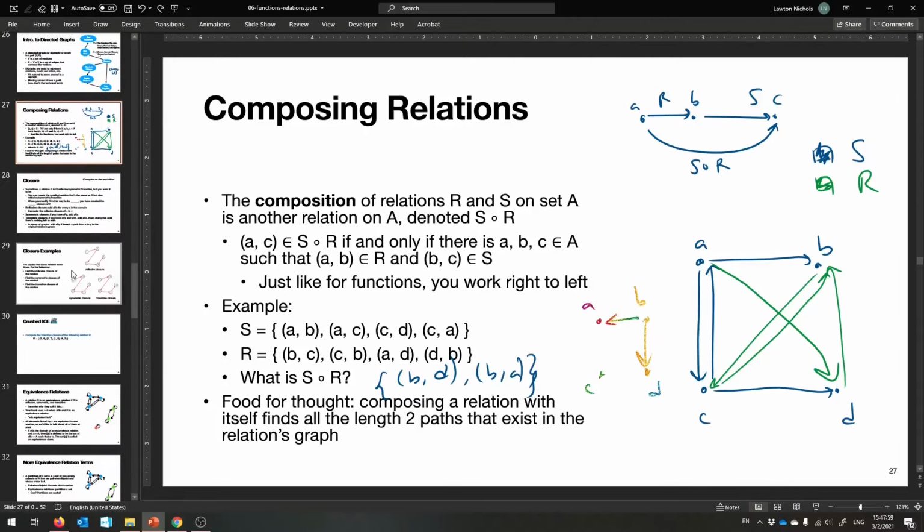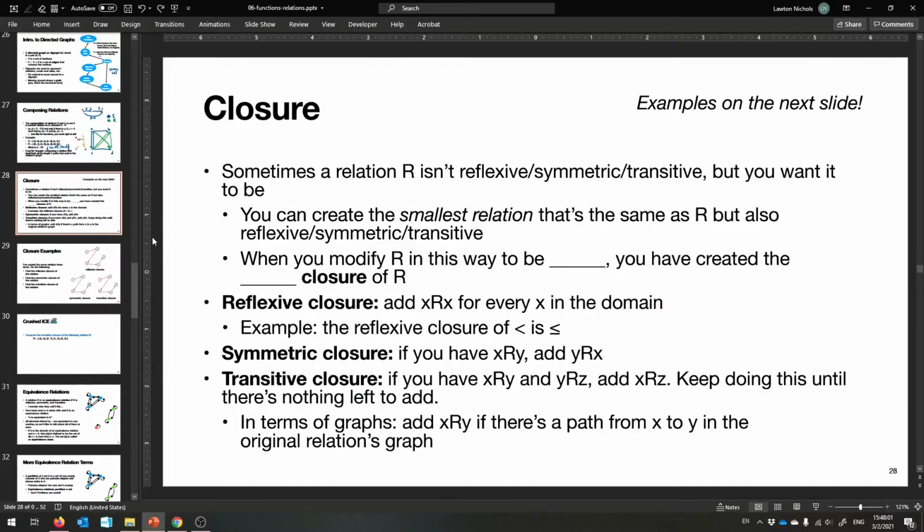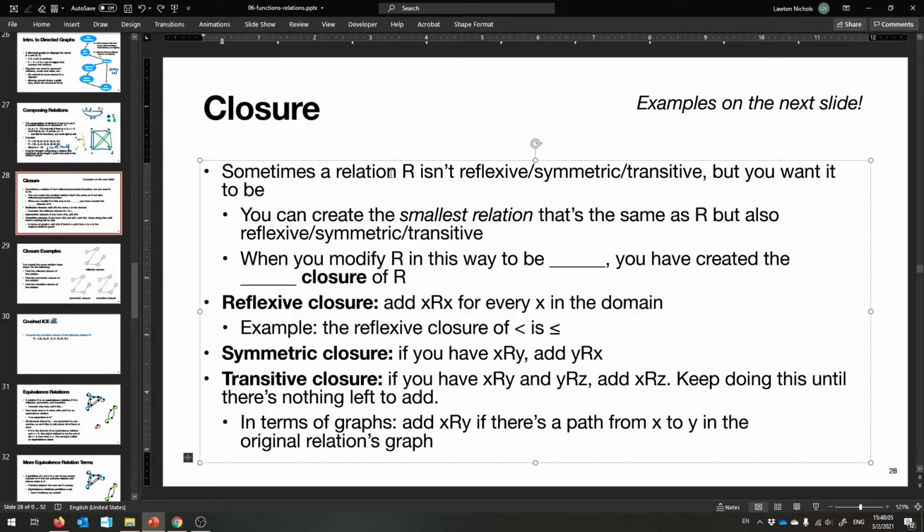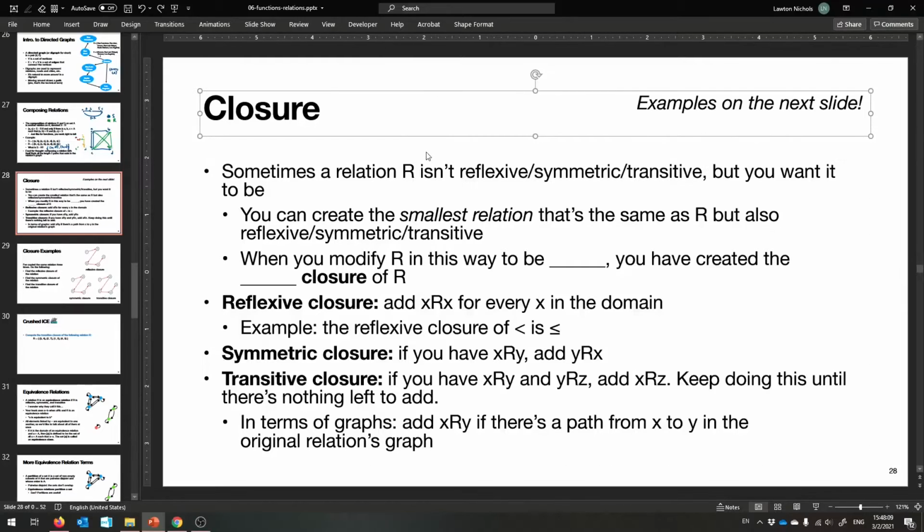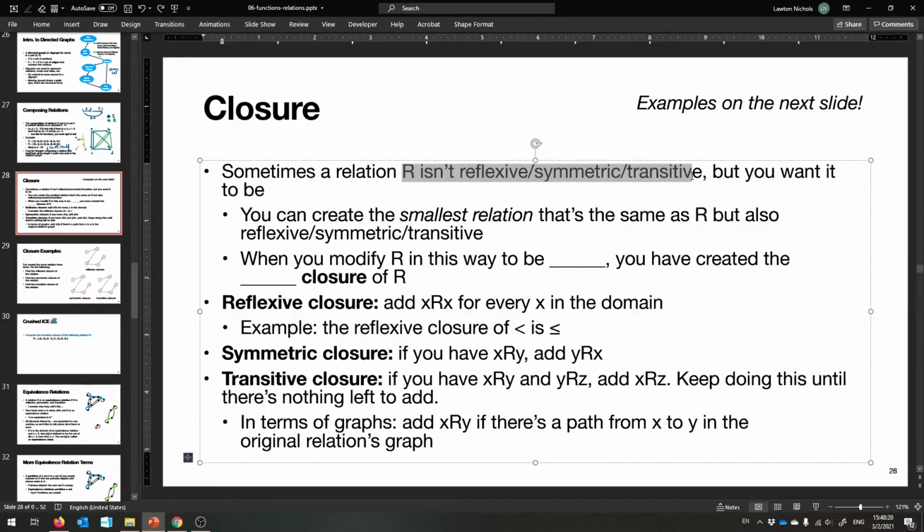Okay, so that's composing relations, and that brings us to closure. Okay, so we like when relations are reflexive, symmetric, and transitive. A lot of cool relations like less than and equal to have some of these properties, and we like those properties. Maybe we have a relation that's not yet one of these things, but we would like it to be one of those things.